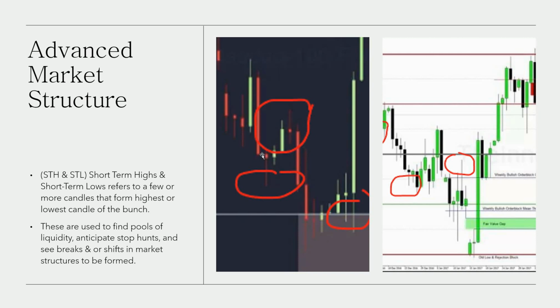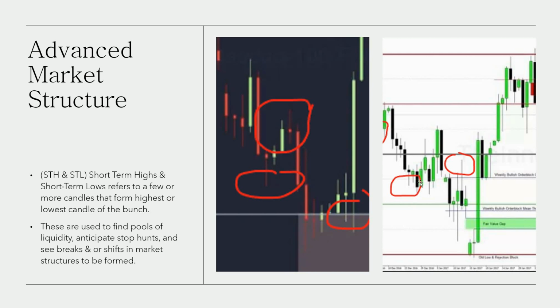So you look at this. You have a short-term low. Boom, 1, 2, 3. The lowest point in those 3 candles is going to be your short-term low. Boom, 1, 2, 3. This will be your short-term high right here. Boom. 1, 2, 3, 4, 5, 6. Whatever. This will be your short-term low. 1, 2, 3. Short-term low. Okay?